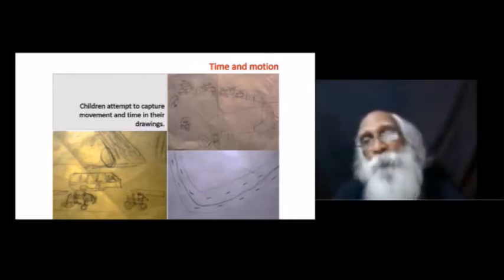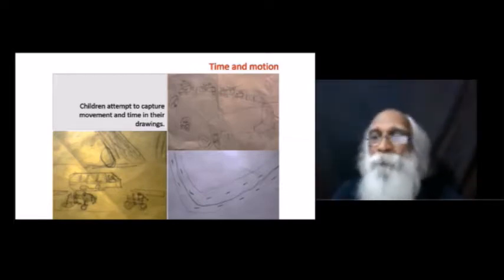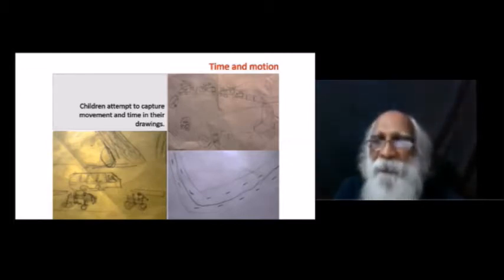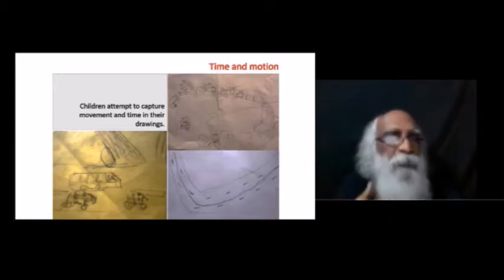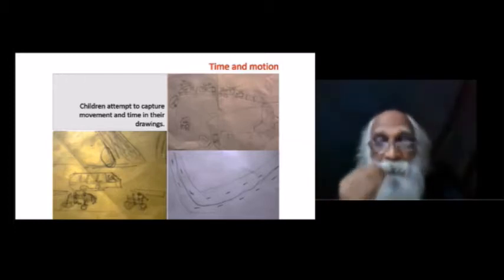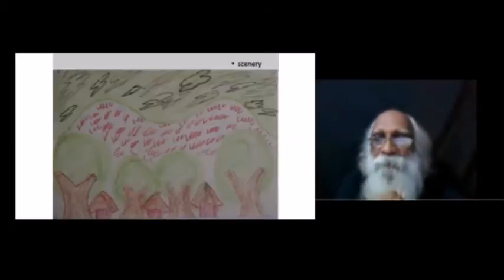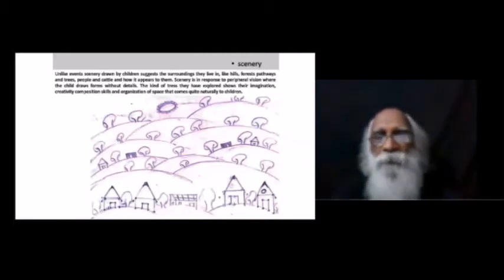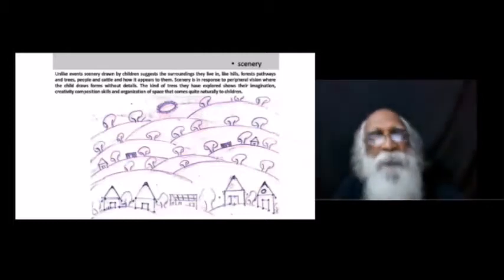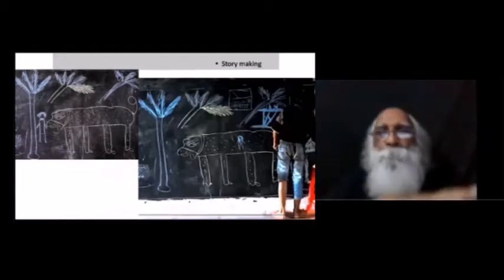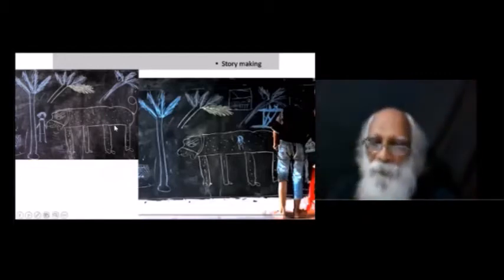Another very important thing that we must understand is that if you ask a child to draw a moving fan, they would not have any problem drawing it. We won't dare to do it, because our first notion is that we can't draw a moving fan. But a child wouldn't have that kind of notion. Then, of course, this is scenery. Here they're trying to organize in a much bigger way. The whole space is organized.